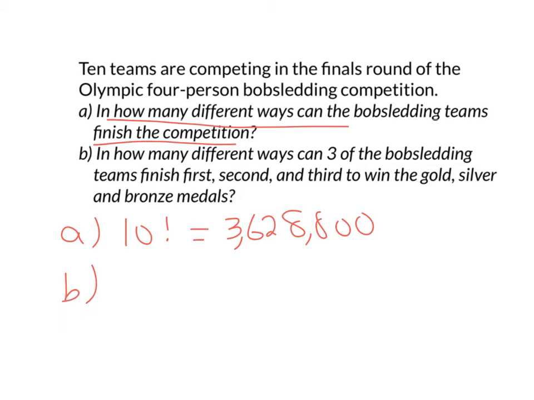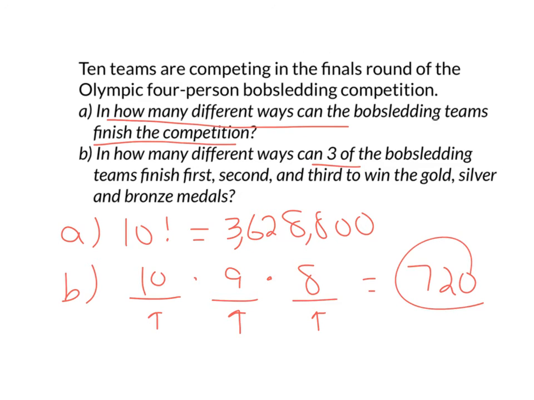Okay, Part B. In how many ways can 3 of the bobsledding teams finish first, second, third to win that one? Now to do that, I'm going back to what I did a minute ago. How many choices of teams can have? How many possible teams can come in first? 10 can. All right, but after 1 comes in first, only 9 teams have a chance to come in second. And after you have first and second, only 8 teams have a chance to come in third. So I'm just going to do 10 times 9 times 8, and I get 720. So 720 different ways that they can finish first, second, third.